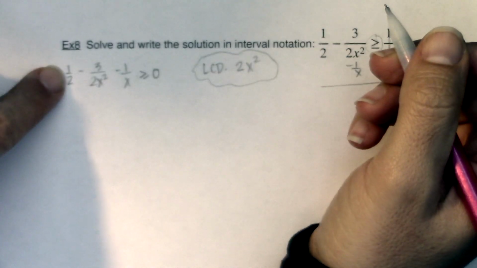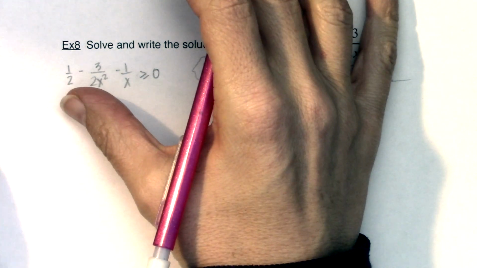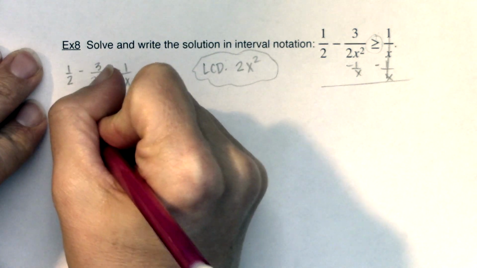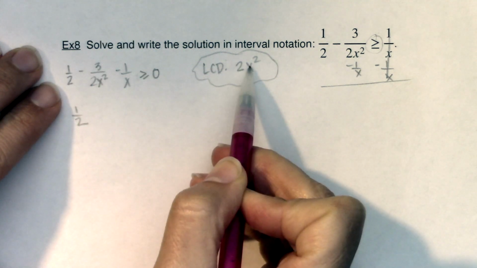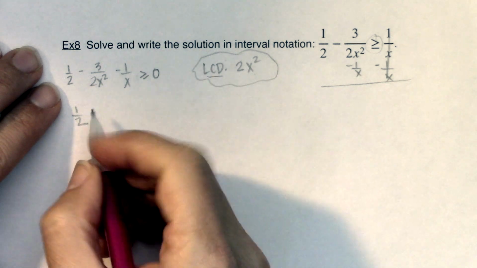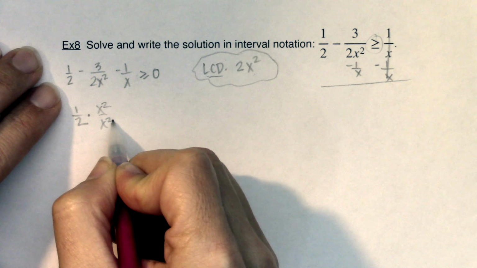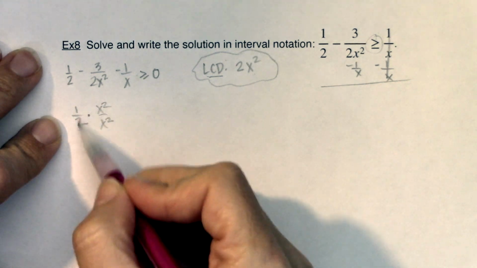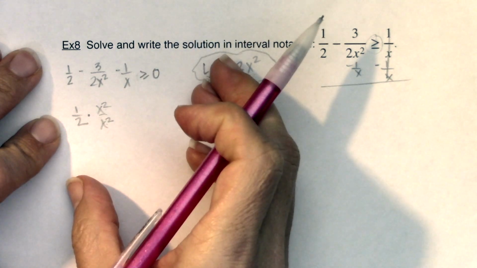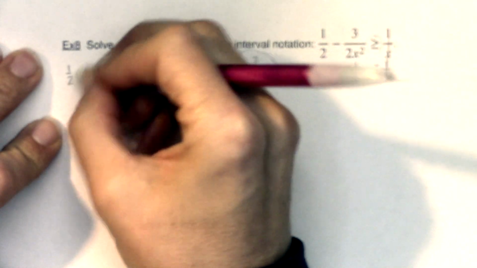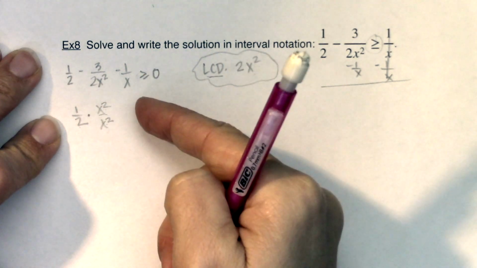So I'm going to take each of these fractions and multiply them by their own version of the number 1. So I'm going to take 1/2. That's my first fraction. If I look at this denominator, in reference to my least common denominator, I'm missing an x squared. So I'm going to multiply it by x squared over x squared. Now all I've done is taken 1/2 and multiplied it by 1. So I haven't changed anything, because 1/2 times 1 is still 1/2.